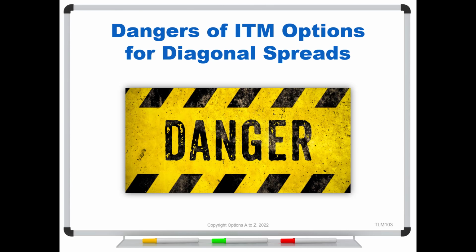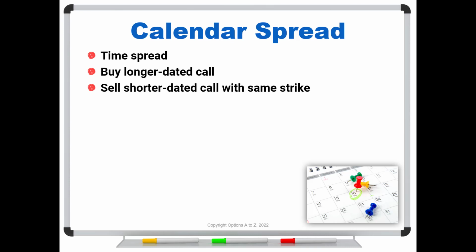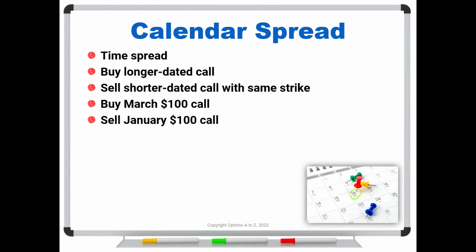So as a quick review, let's look at what a calendar spread is. It's also called a time spread. That's where you're going to buy a longer dated call and you will sell a shorter dated call with the same strike. So for instance, you might buy the March $100 call and sell the January 100 call. Notice that we have the same strikes, but different expirations.